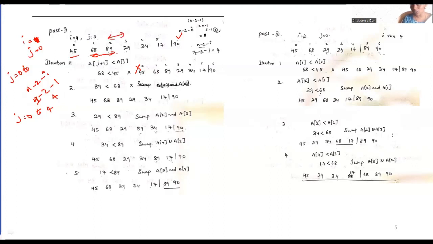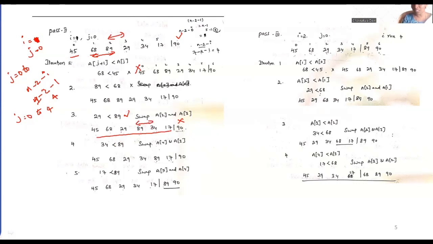Again, we need to compare these two elements, 29 and 89. So 29 is less than 89. The condition is true. So now we are going to swap these two elements and the list becomes 45, 68, 29, and 89. And 34, 17. And we cannot consider this last element. Okay, we run up to this. And then we'll see the next two elements are these two.